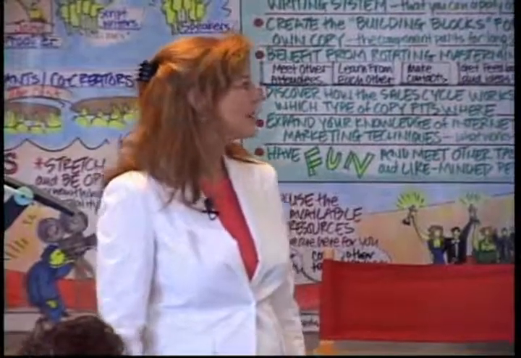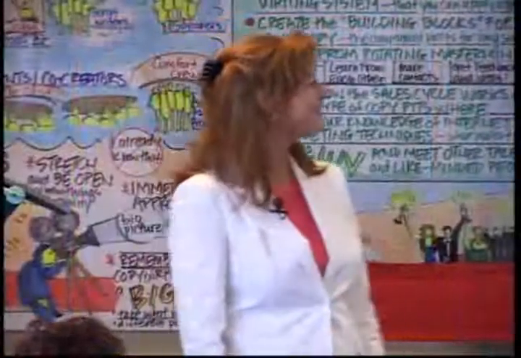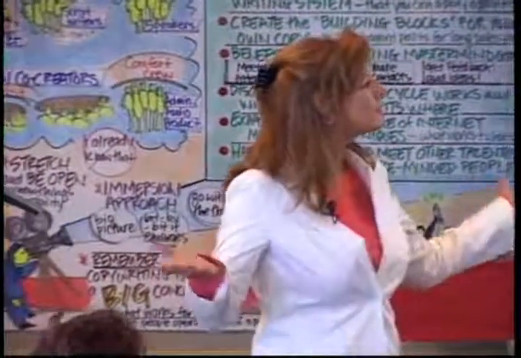Number 10, men's thick terry robes, $65. We first saw these in, who can say that word? I cannot say it. Crillon Hotel in the Place de la Concorde in Paris. I have to practice my French. All right, ladies and gentlemen, which one? Number 2. Yes. Is it? Aw, how lovely. All right, so why?